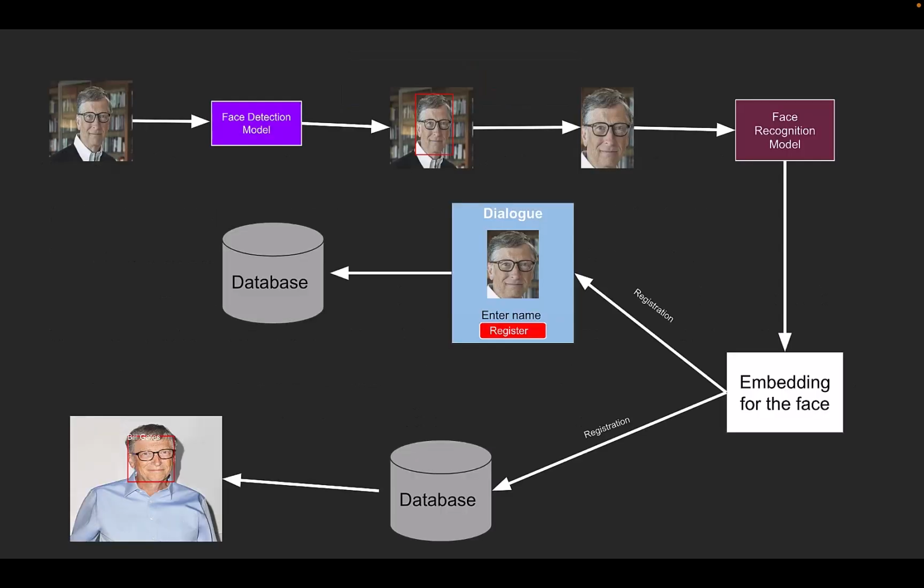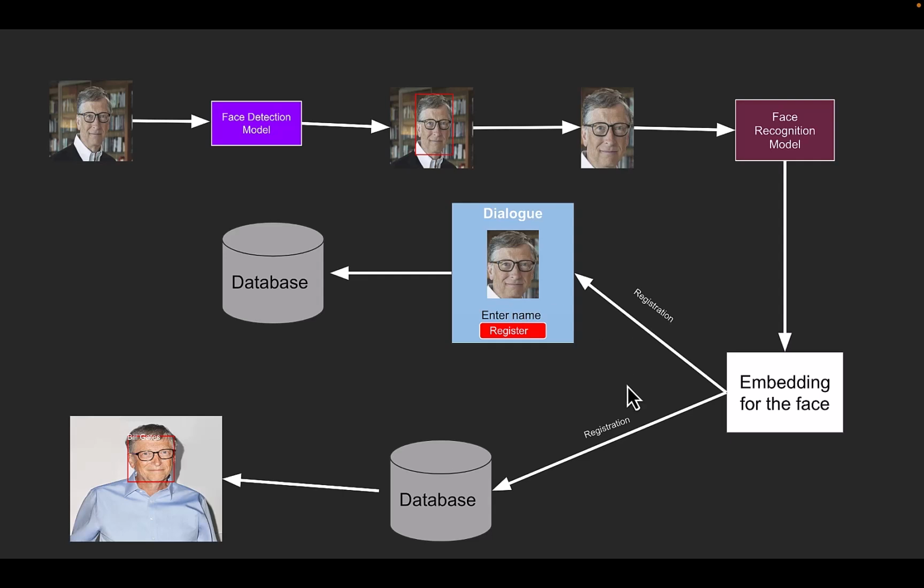So the whole process of facial recognition system can be represented with the help of this image. In the system, when we are passing an image, firstly it will be passed through the detection model and we are going to crop the face. After that, that crop face will be passed to our facial recognition model and we will get the embedding. And after that, if we are registering the face, then we are showing a dialog and taking the name from the user. When the user types the name, we are going to store the name and the embedding in the database and our face will be registered.